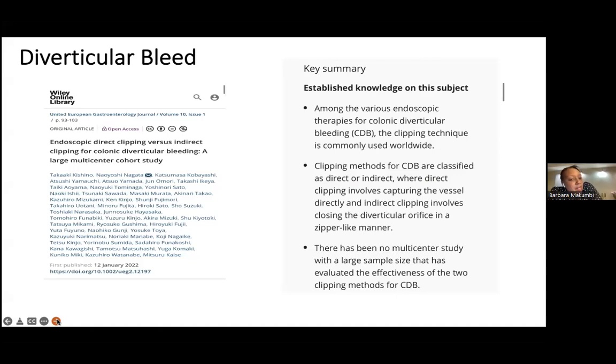Through the scope clips are first line. And I found this article quite interesting that talked about direct versus indirect clipping of diverticular bleeding. We've always known that the clipping method for diverticular bleeding is the most appropriate, but direct being capturing the vessel directly, and indirect being clipping that involves the orifice of your actual diverticulum in a zip-like manner. They wanted to see, because there were no multi-center studies with large sample sizes, to see what was better.